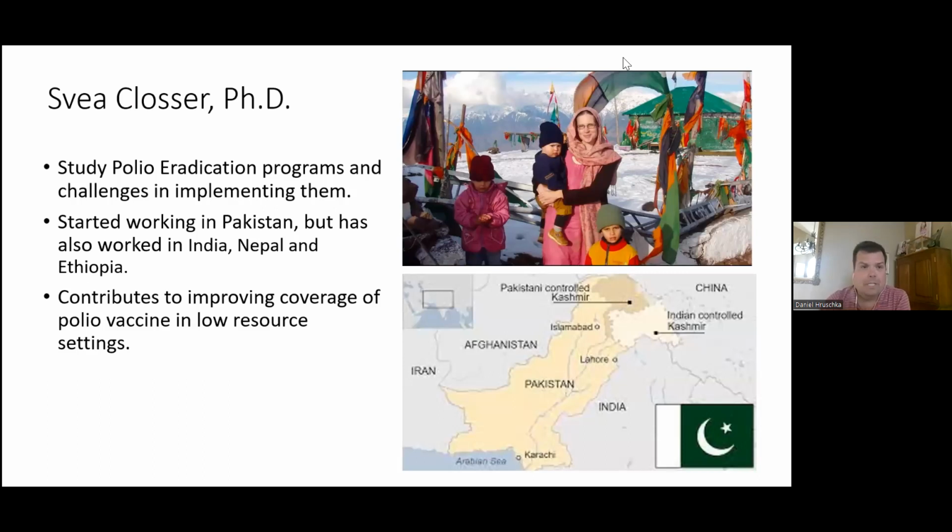Here are a few other medical anthropologists. Svea Klosser, she has a PhD in medical anthropology, and she's at Johns Hopkins University now. She has spent more than a decade studying polio eradication programs and the challenges to implementing them. She started working in Pakistan, where there was a big rollout of this in the 2000s, but she's also worked in India, Nepal, and Ethiopia, and her work contributes to improving coverage of polio vaccines in low resource settings, and also communicating the value of it to local communities.